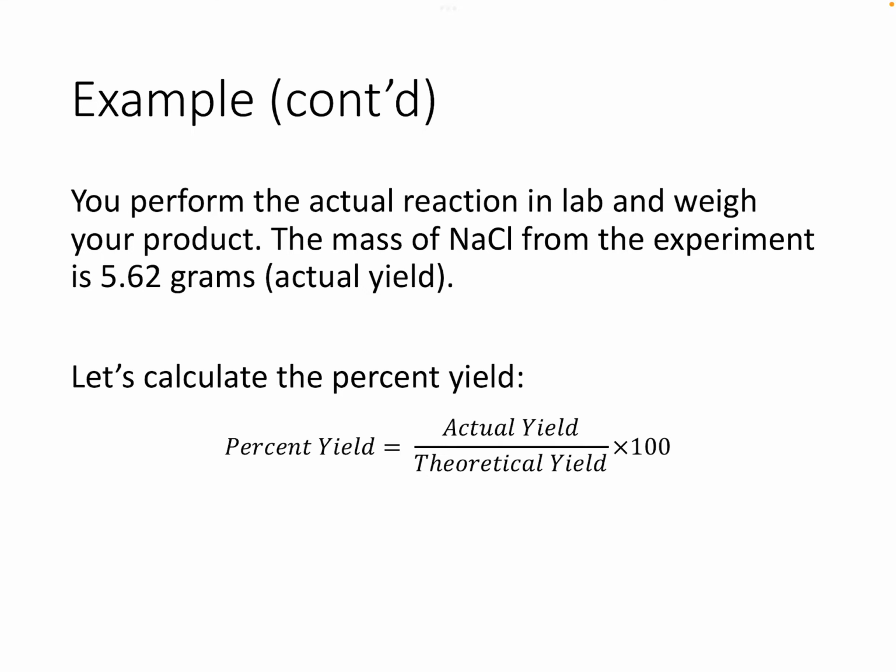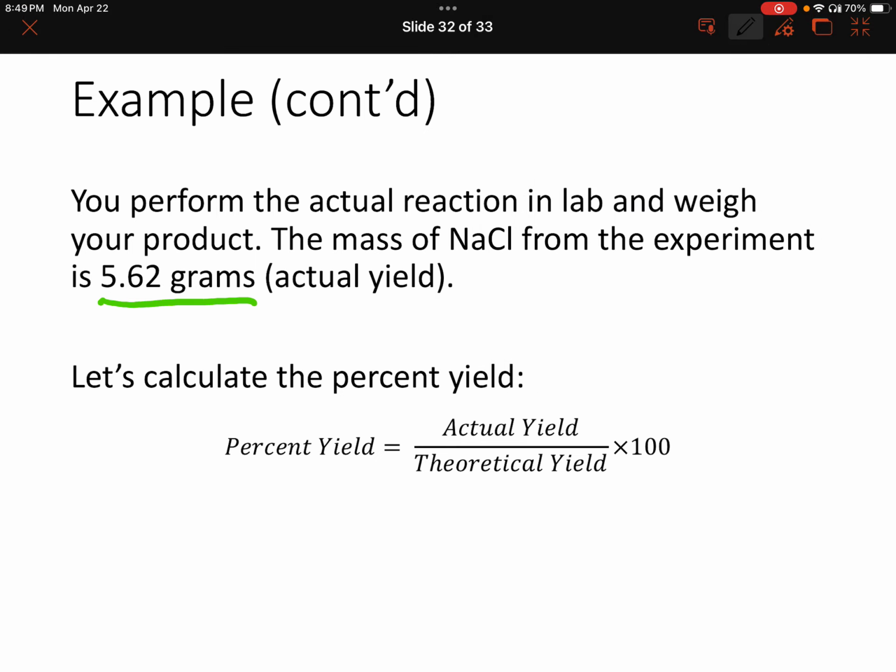Now on the next slide, let's say you perform the actual reaction between sodium and chlorine, and then you weigh your product, and you find that the mass of sodium chloride from your experiment is 5.62 grams. So that would be your actual yield, the amount you actually made. So let's calculate the percent yield. We're going to plug in our actual yield and divide that by the theoretical yield, which we just calculated as 8.6 grams, and then multiply by 100.